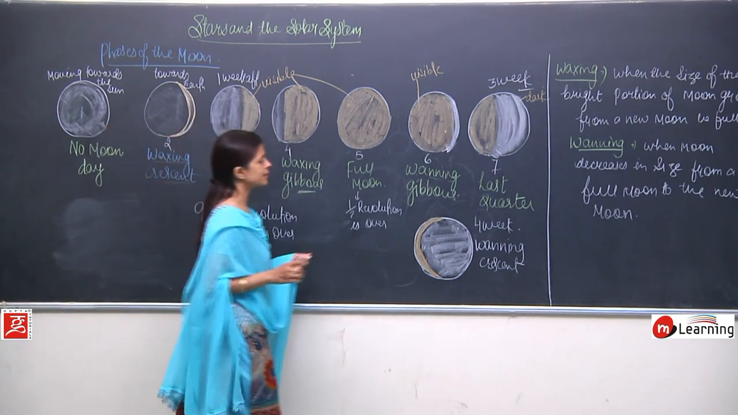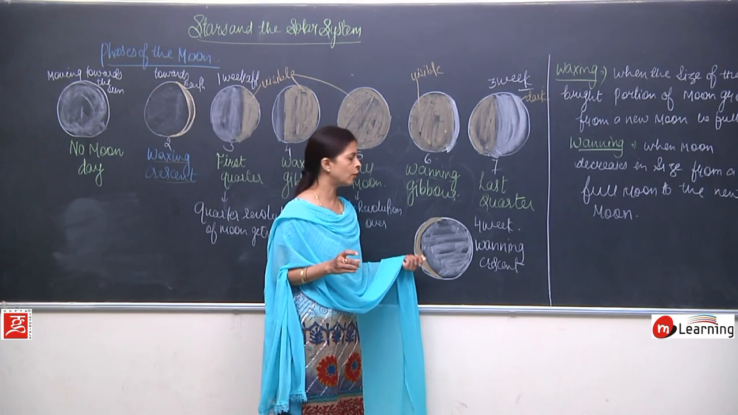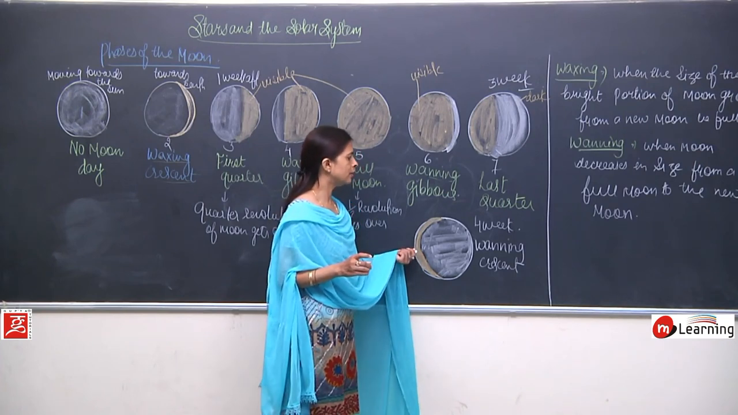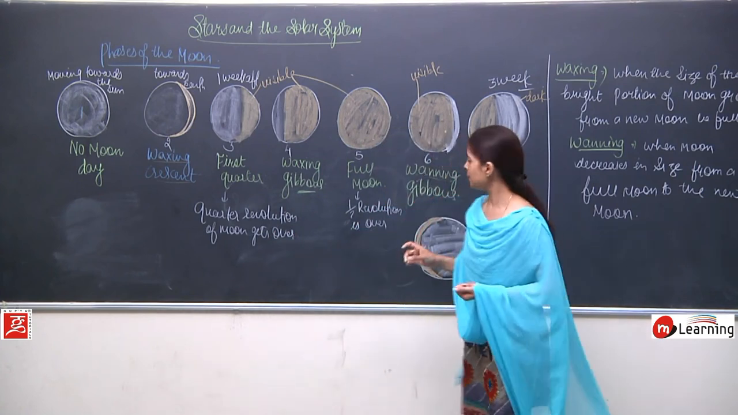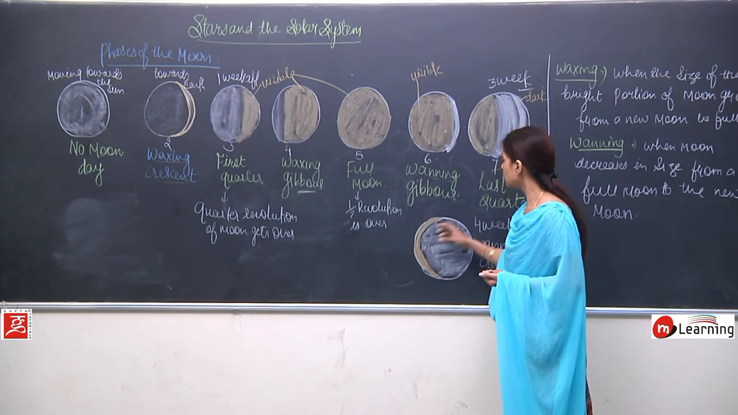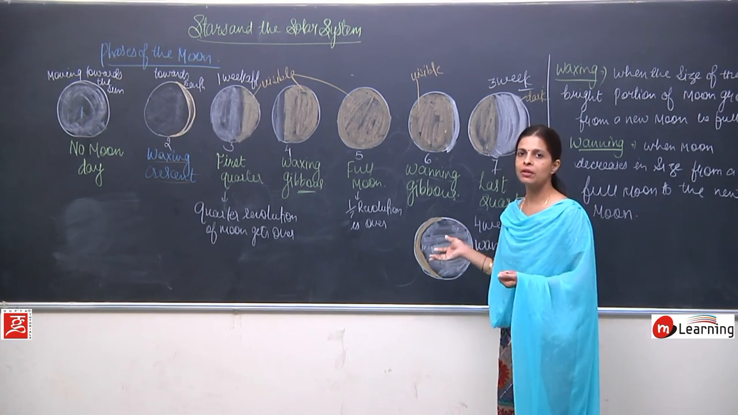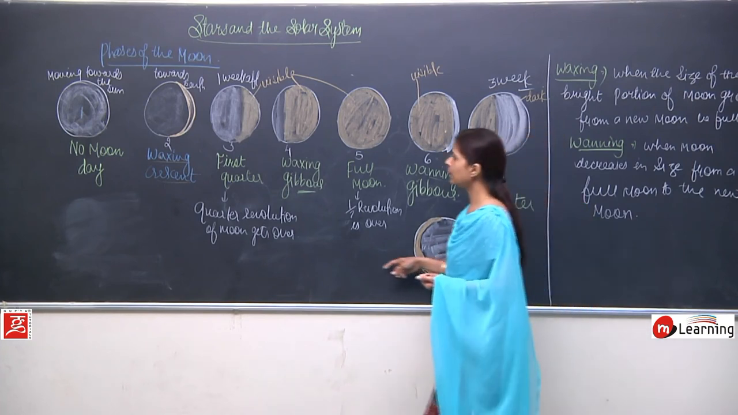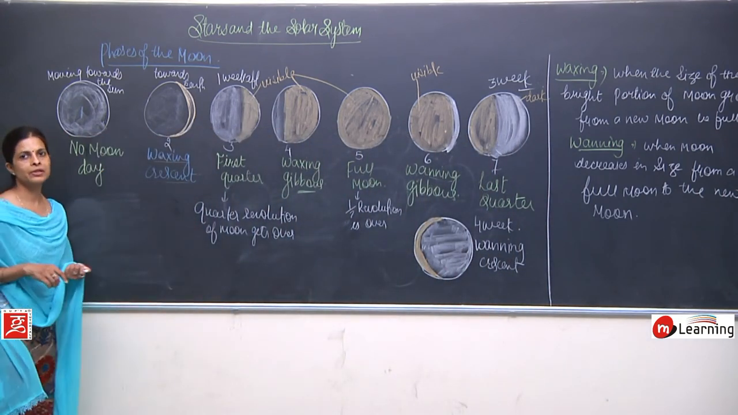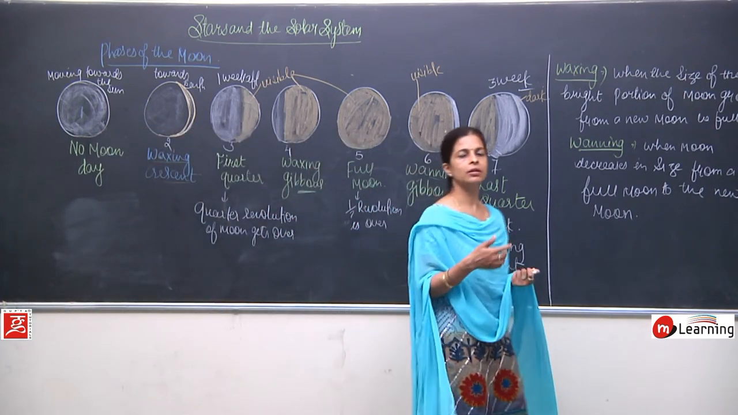And now after this, the fourth stage will come. This is the fourth week. What will happen? Only the crescent. This is known as waning crescent. That means only a crescent shape of the moon will be left, and the rest of the part will become darker. This darker means we cannot see it. After this, what will happen? Again, the no moon day will come where the moon is not visible, and again this cycle keeps on.